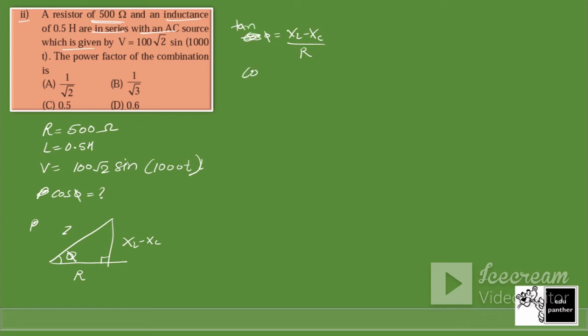Cos phi will be adjacent upon hypotenuse. Hypotenuse is Z, and Z is the square root of R square plus XL minus XC the whole square. This is the total formula. Since we don't have a capacitor, this part will be 0. So Z is the square root of R square plus XL square. This will be the formula for the power factor. You have R but you don't have XL, so first calculate your XL. XL is nothing but omega L.